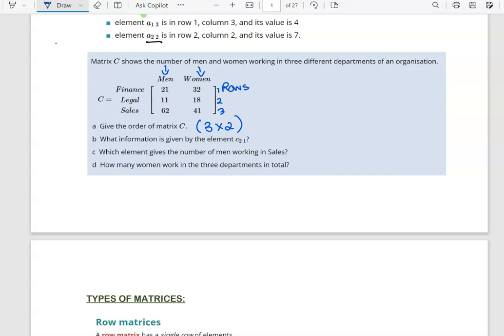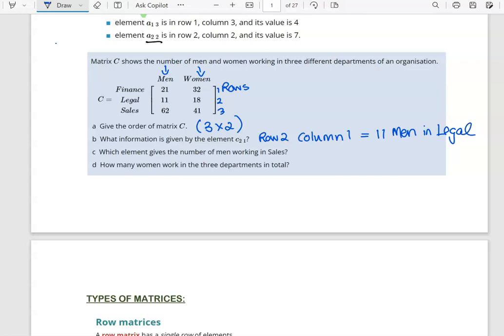Obviously this matrix is matrix C. What information is given by little c 2,1? That means we need to go to row 2, column 1. So what number is that? It's 11. But the question asks what that information is. So what does 11 represent in this scenario? When they ask what information is given, you should say 11 men in legal. Does that make sense? In this organization, they've got 11 men working in legal.